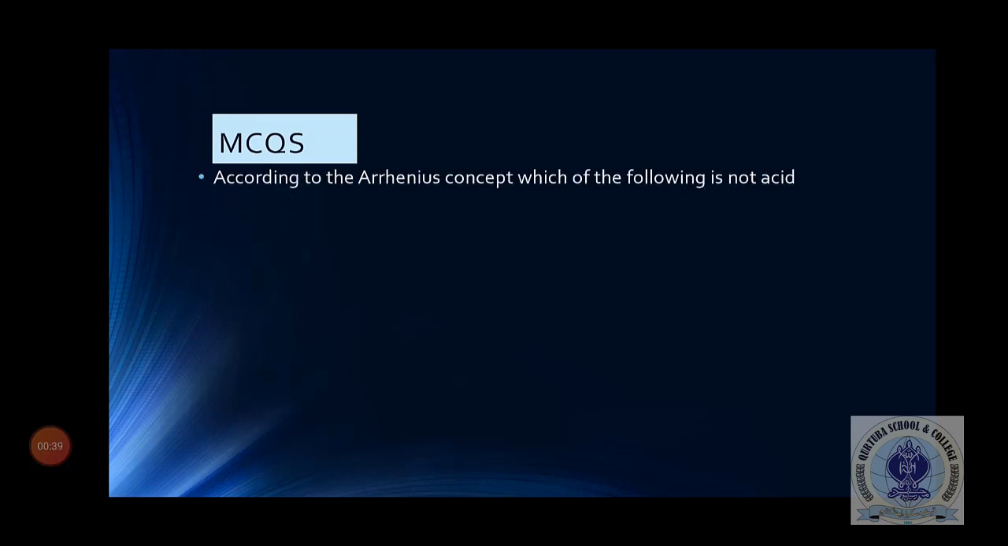The first MCQ is: according to Arrhenius concept, which of the following is not an acid? Remember students that according to Arrhenius, acids are those substances which produce H+ ion in aqueous solution. Keeping that definition in mind, when HCl is dissolved in water, it will produce H+ ion. Similarly, H2SO4 will produce H+ ion and HNO3 will produce H+ ion. So according to that definition, CO2 is not an acid. So option C is the correct one.